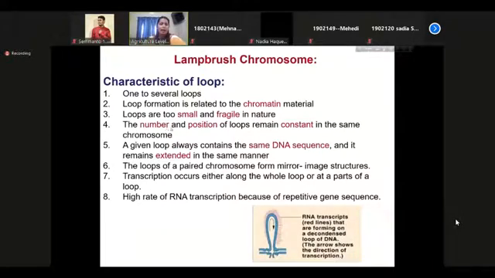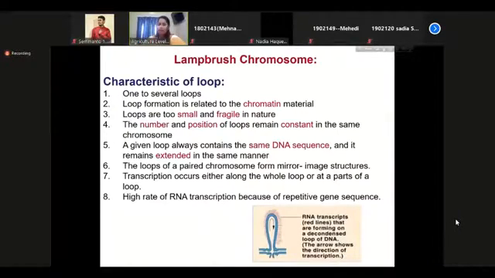The number and position of loops remain constant in the same chromosome, though they are fragile. The number and the location where they will produce loops is consistent in a particular chromosome. For example, if chromosome number 1 has 100 genes, maybe it can produce 100 loops. In chromosome number 2, for example, if there are 1,000 genes, then it can produce 1,000 loops. So this is consistent in the chromosome according to the amount of chromatin material. A given loop always contains the same DNA sequence and remains extended in the same manner.